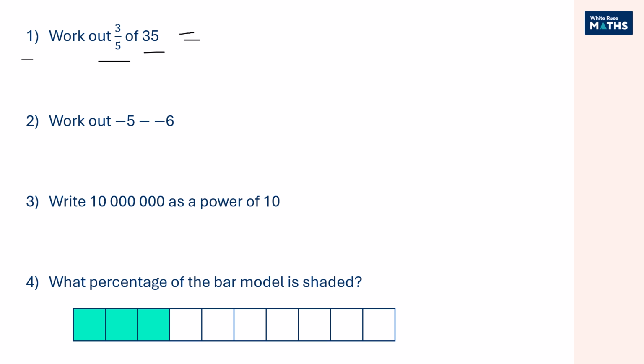So we're going to do 35 divided by 5, then we're going to multiply it by 3, or times it by 3. So we divide by the bottom, and then we times by the top. 35 divided by 5 is going to be 7, and then 7 times 3 makes 21. Again, I'm going to cover this more in today's lesson. We divide by the denominator, and then we multiply by the numerator.